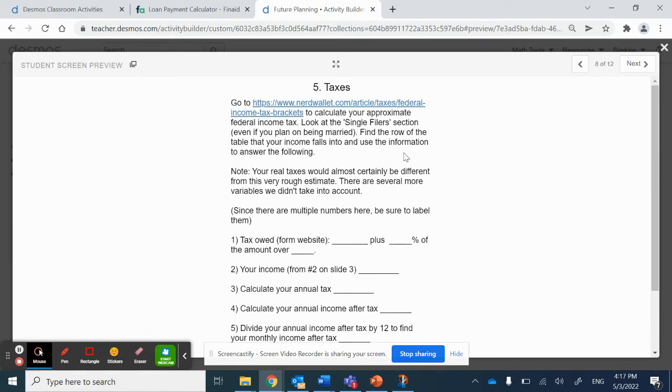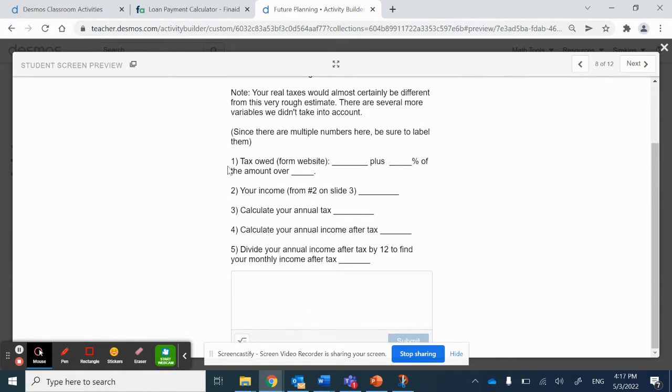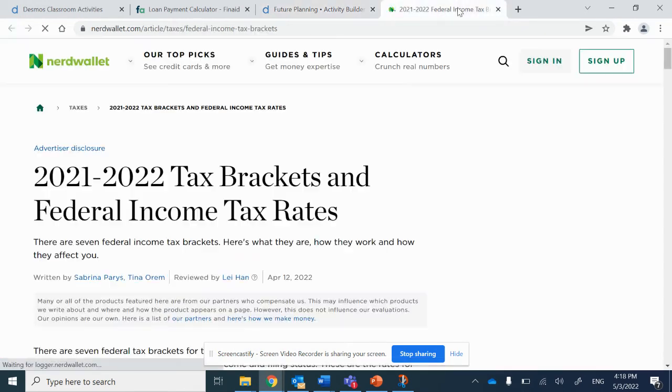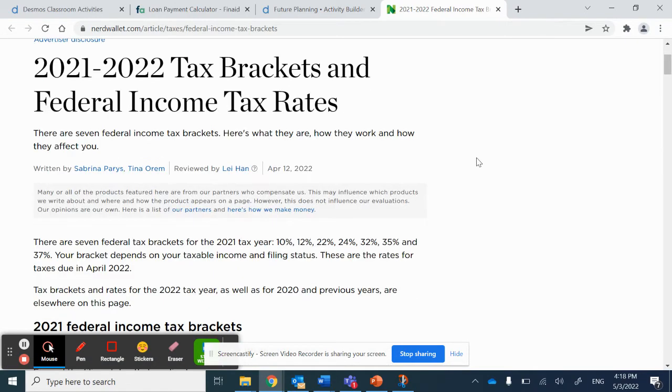So here's what the Desmos slide looks like. It's got all these calculations it asks you to do, and you have to put the answers in this box down here, but you're going to end up doing your calculations on a piece of scratch paper or on a whiteboard. I'm first going to look up my income tax. This is a very rough estimate, but this website, NerdWallet, gives us some large income tax brackets and some ways to estimate your taxes from these brackets. Let's go there. It's a little slow. Give it a moment to load.